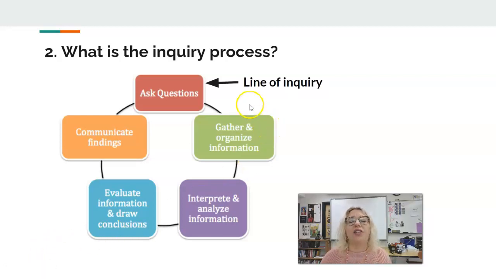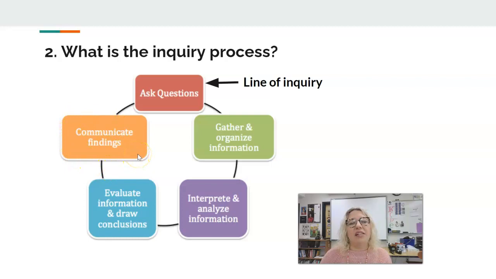Then you move on to gathering and organizing information. And so this will be more like what you do in 1.5, and you'll interpret and analyze information as well in 1.5, and then you'll evaluate that information by making a thesis statement and an outline and start making your points in that essay where you communicate your findings.